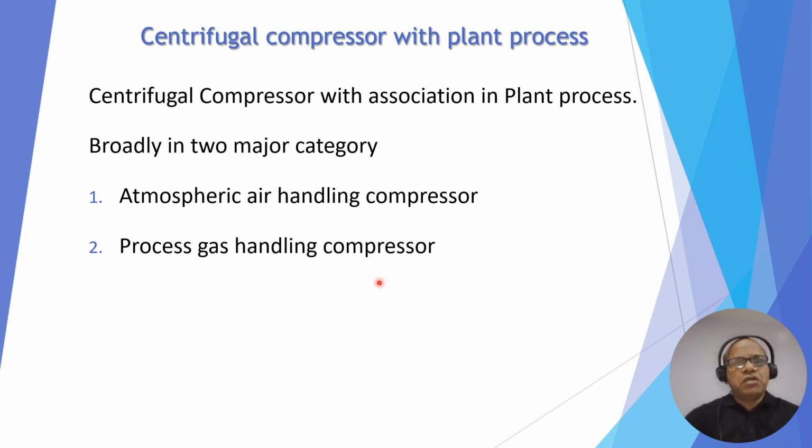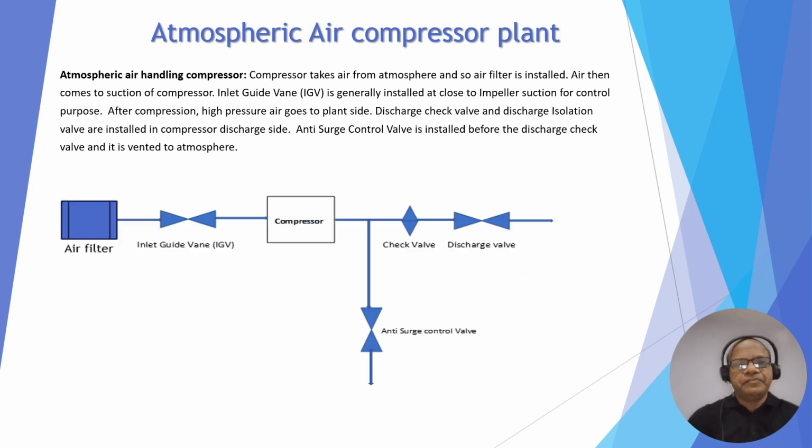Now, the centrifugal compressor with the plant process: how is it connected or associated with the plant process? Typically, centrifugal compressors are broadly categorized in two categories. One is called an atmospheric air handling compressor. Another is a process gas handling compressor. So let's discuss a little bit more about how the compressor is associated with the process.